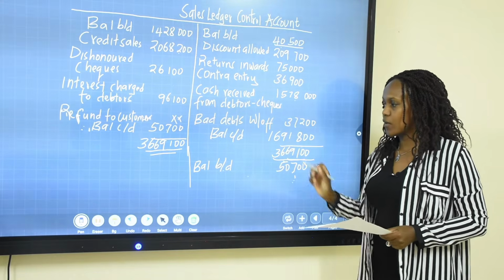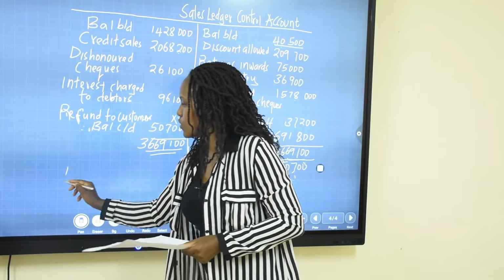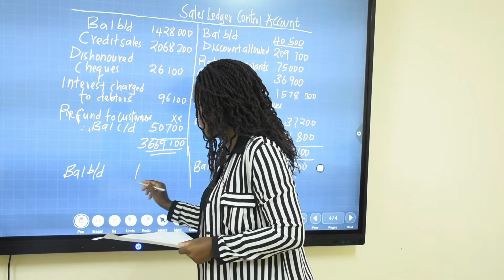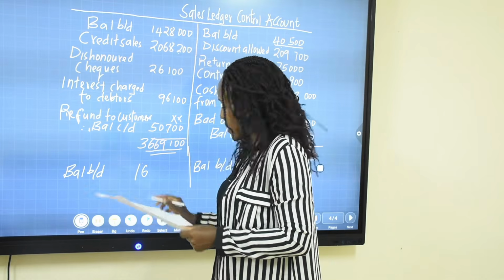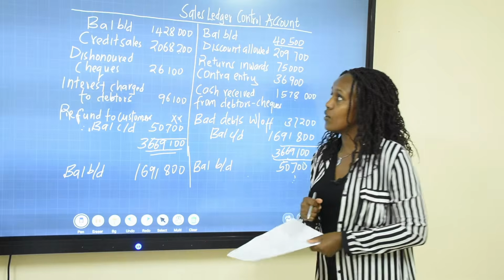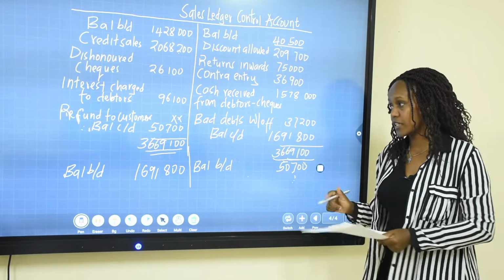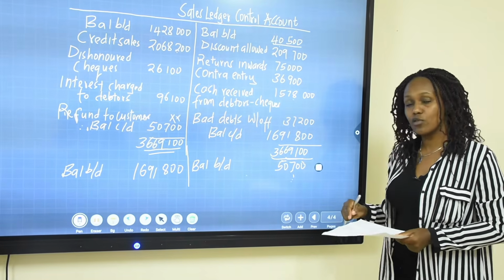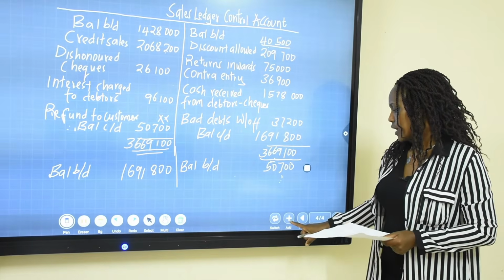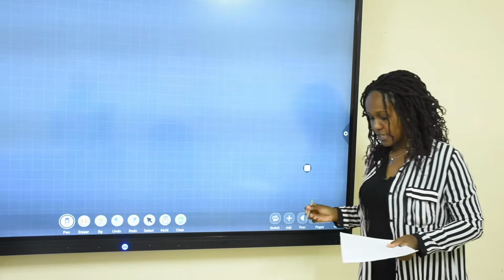So this is going to be our debit balance. So again, below the totals here, our debit balance is going to be 1,691,800. And that is how our sales ledger control account looks. And quickly, we can also look at the creditors ledger control account in the same manner. So allow me to add one column here for the creditors.